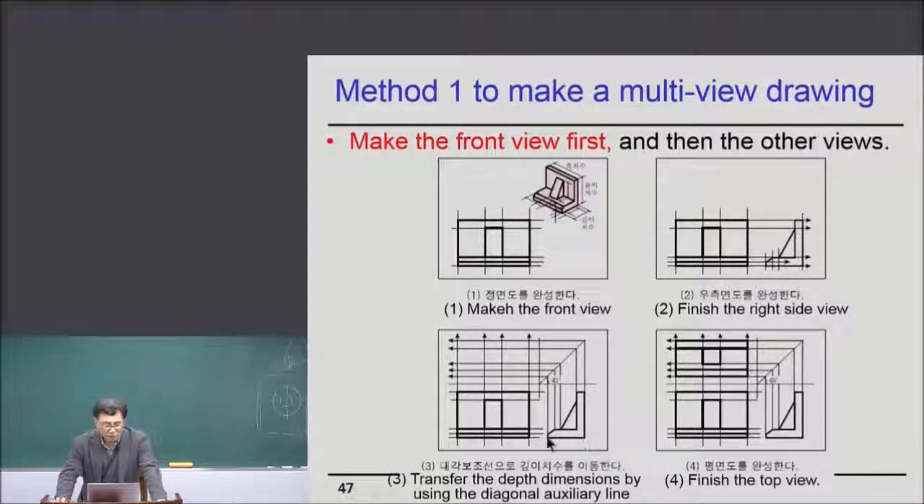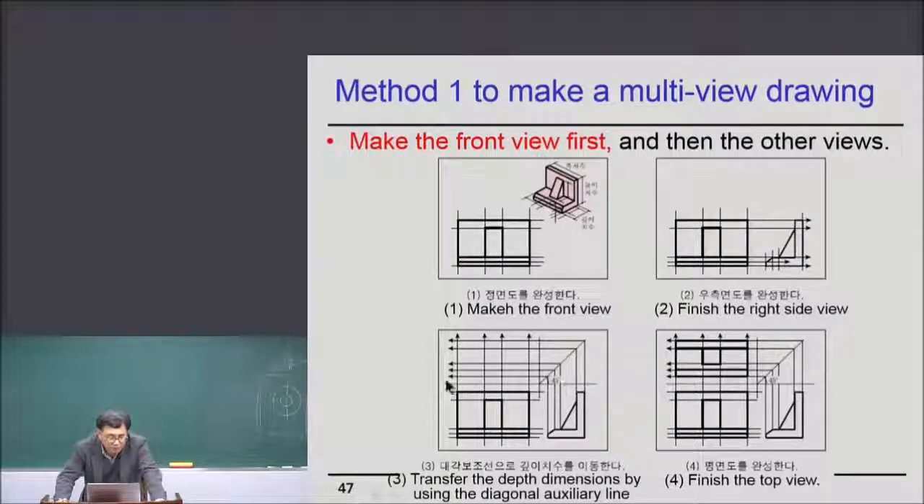Then you transfer all the depth information and width information to the place where the top view is to be located, using the 45-degree auxiliary line, like this. So the depth information from the right side view goes up, and when it crosses the 45-degree auxiliary line, then it turns 90 degrees, and it is going like this. Okay. So this is the depth information.